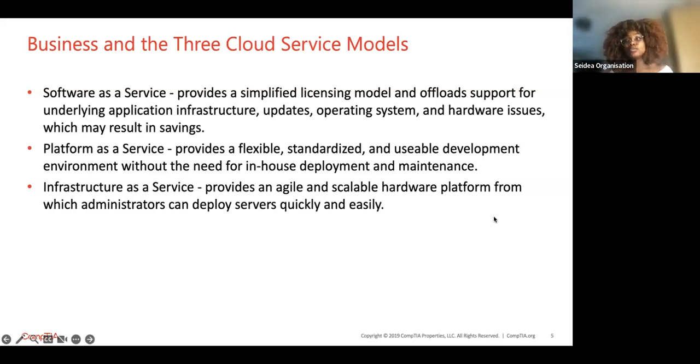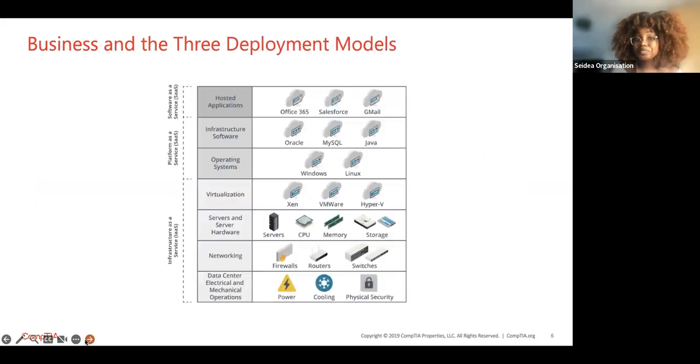So developers are able to create their apps on the platform and push it. They don't need to worry about in-house deployment or maintenance, because the Google App platform actually does that work for them. And finally, infrastructure as a service, which provides an agile and scalable hardware platform from which administrators can deploy services more quickly and easily. This is now more complex and allows big organizations to customize their cloud model for themselves.